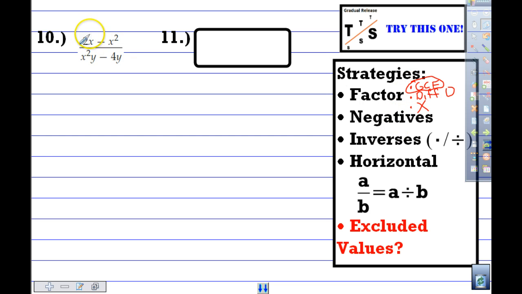So like on here, you can see that there's an x in both of them on the top. You can see there's a y in both of them on the bottom. Do that first before you do anything else. You can take a GCF out, do it. And then bottom, there's a y in both of them. They don't have anything else in common, so I take out only the y.